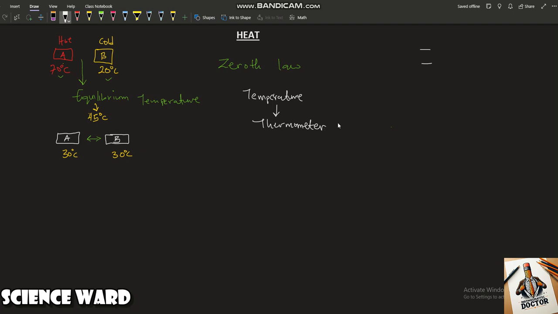And of course, for this thermometer, there are different temperature scales. And before we go into the different temperature scales of our thermometer, we can first say, you understand that heat is a form of energy, right? Heat is a form of energy. And since it is a form of energy, it means it can actually do some work.